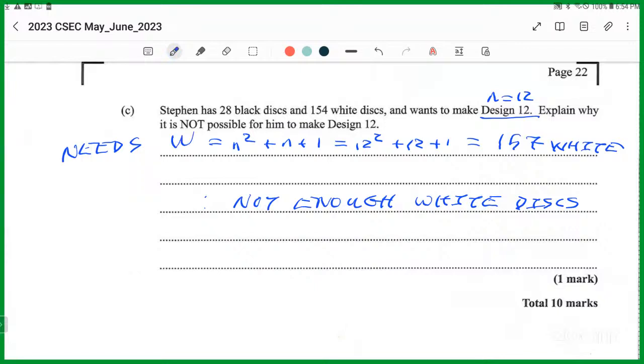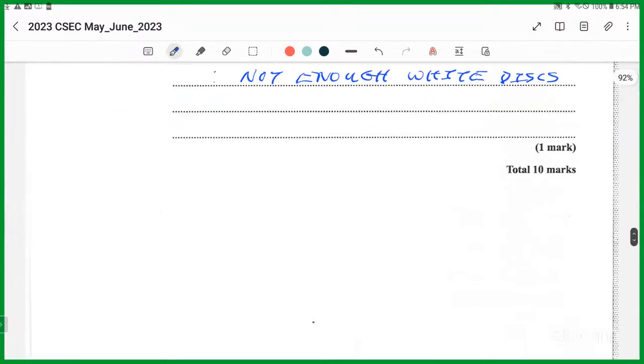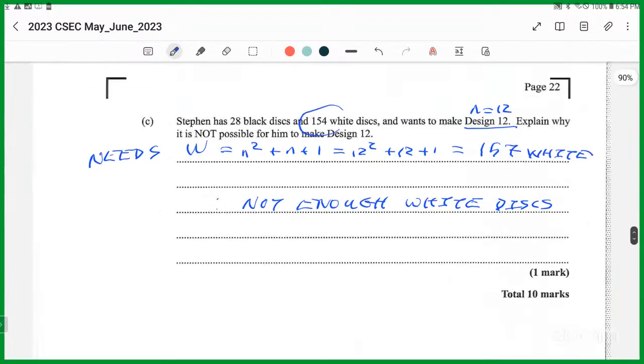I've calculated the black first, but you can calculate either one first. The black was all right in this case, but the white was not. So that's enough for him not to be able to make it.